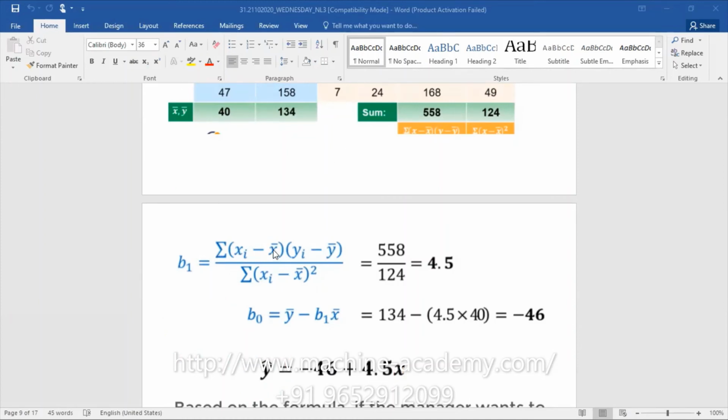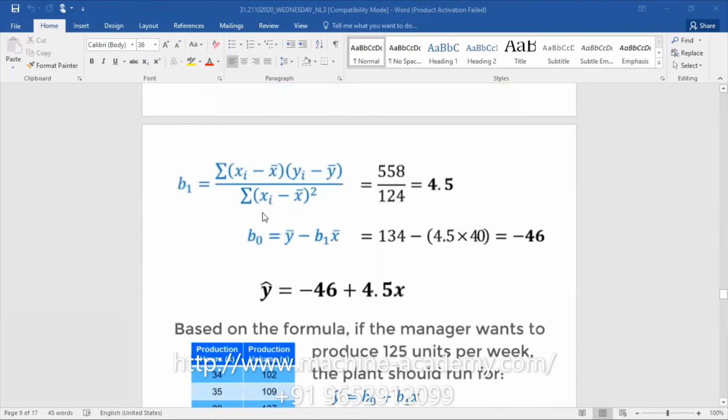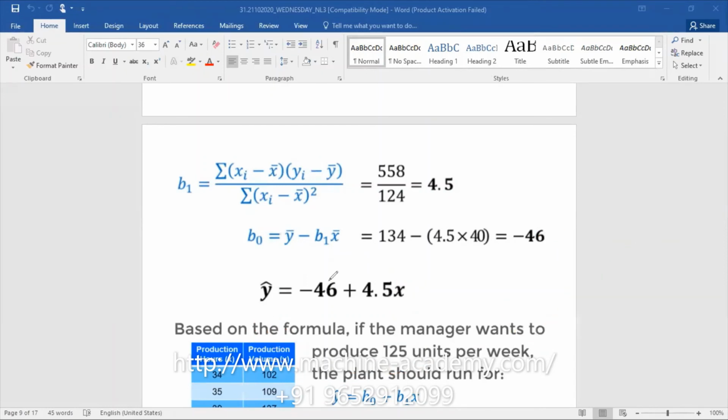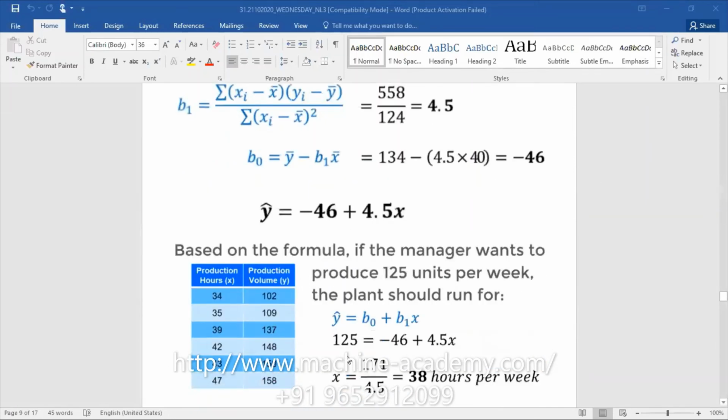What you are declaring here is that you are identifying, based on the output, some input. Try to understand, based on the output, identifying the input. This is an inverse pattern. Based on the formula, if the manager wants to produce 125 units per week, how many hours do we need to work?